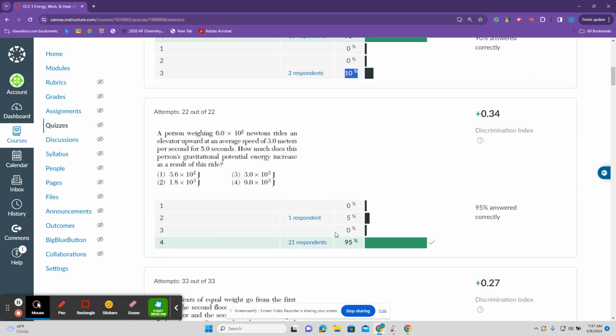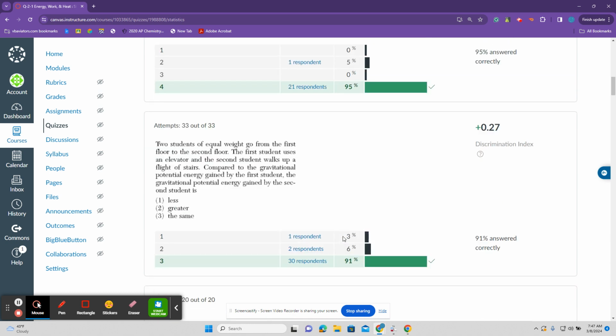Person weighing 600 newtons, another one right from the review, rides up an elevator. Average speed of 3 for 5, that's 15 meters. So 600 times 15, 9,000. So 95% correct on that.